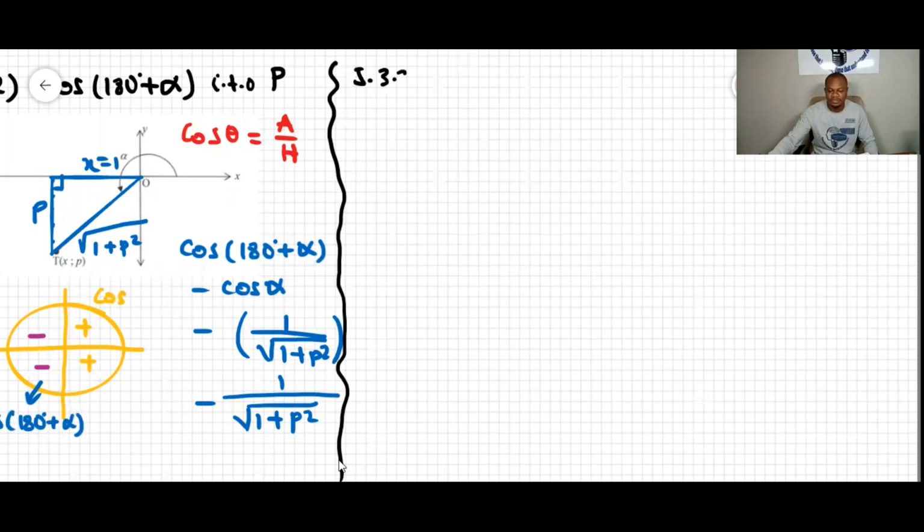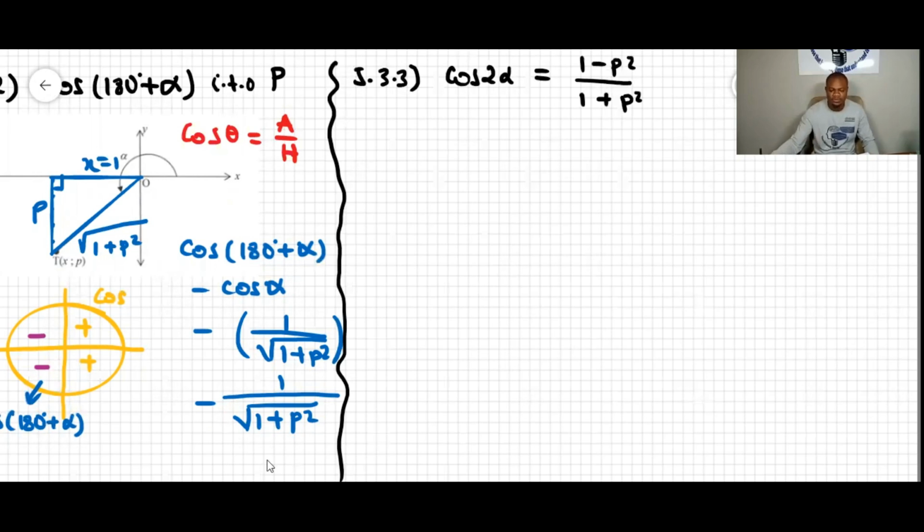5.3.3 says cos of 2 alpha is equal to 1 minus p squared over 1 plus p squared.